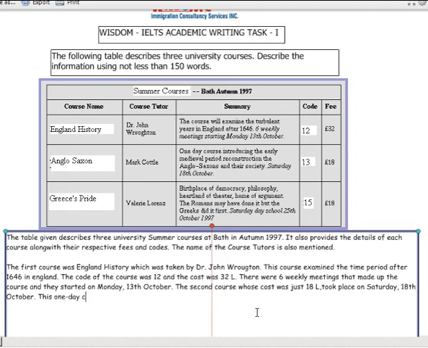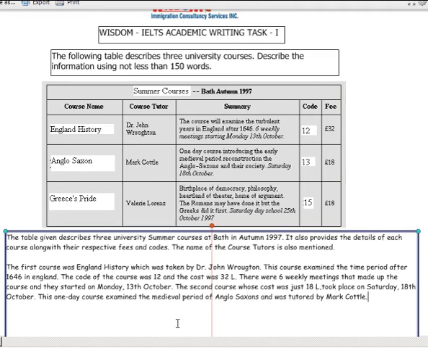This one-day course examined the medieval period and was tutored by Mark Cottle. So it took place on Saturday 18th October. This one-day course examined the medieval period of Anglo-Saxons, we can write here, and was tutored by Mark Cottle. Alright, so let's go ahead and describe the last course.